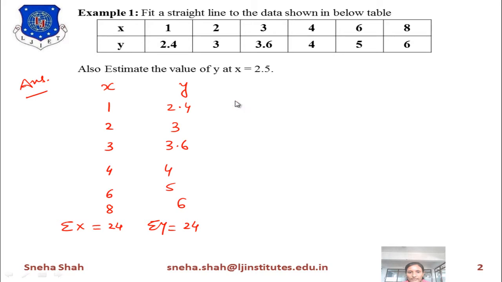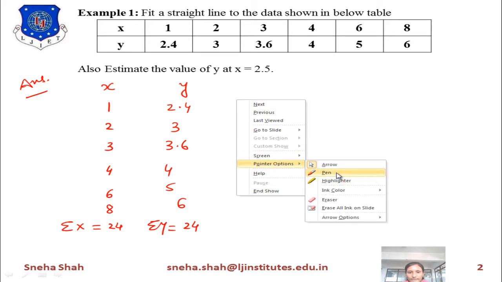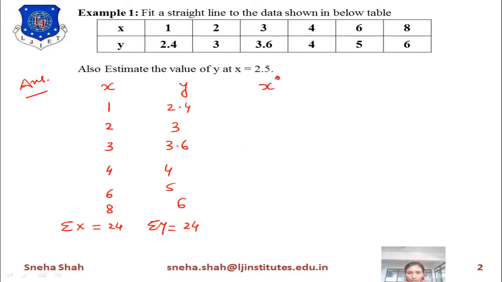Over here, I will first find the value of x square, which means the square of each term: 1 square is 1, 2 square is 4, 3 square is 9, 4 square is 16, 6 square is 36 and 8 square is 64. If I add all these terms, it gives the summation of x square, which equals 130.